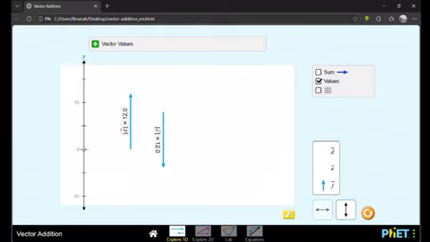So this is one-dimensional, and if we understand the basics, then we can go on to solving complex problems. But first we have to understand the basics of how we are solving these problems, and I'll show you in the next video how we'll use the head to tail method to find our resultant vector.